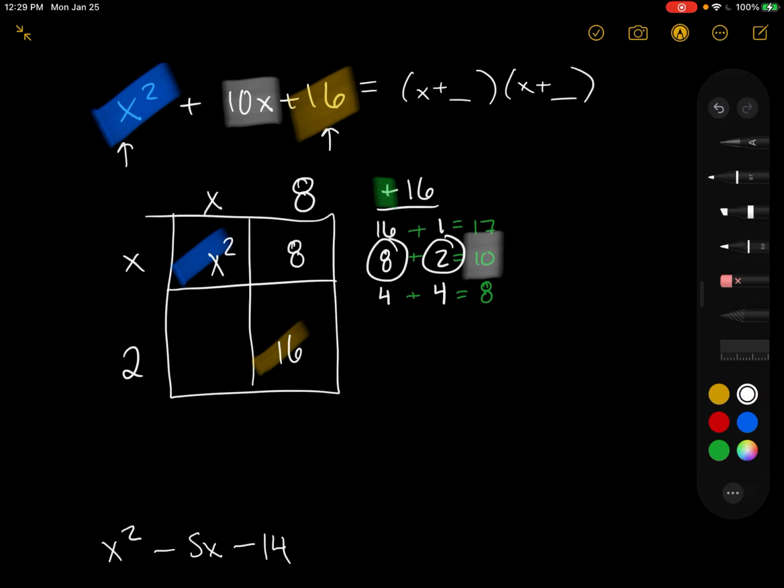So if we do this, 8 times x is 8x, x times 2 is 2x. If you look, combine like terms, you add to get 10, and you multiply to get positive 16. So we effectively used our box method to determine what goes on the edges of our box and what goes in our parentheses here when we are multiplying. So this is our factored form.